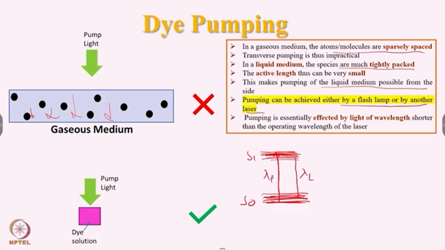So if you are pumping at a wavelength lambda pump, lambda pump must be less than lambda L. Only then can lasing occur at lambda L. If your pump wavelength is more than lambda L, then the lasing cannot occur at lambda L. It would occur at a wavelength which is less than lambda L. So you can appreciate, therefore, pumping is essentially affected by light of wavelength shorter than the operating wavelength of the laser.